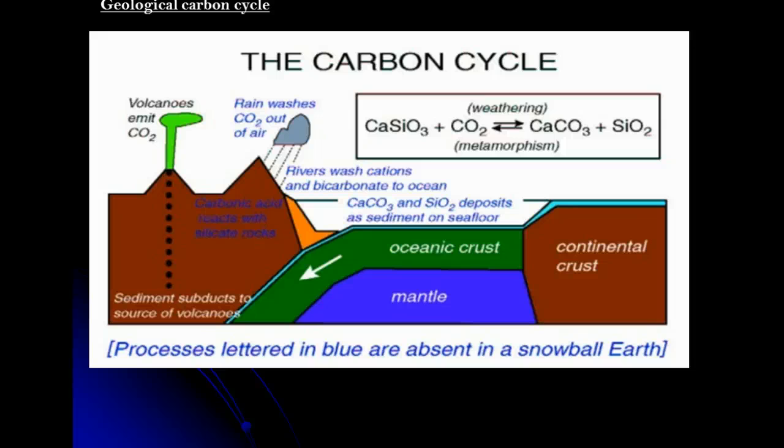Step 2. This mineral calcium carbonate or limestone is then dissolved by rainwater and carried to the oceans. So it's dissolved by rainwater and carried to the ocean. So you see it here. Rain washes the carbon dioxide out of the air. So it's rain washes the carbon dioxide out of the air, and then it's carried down here. You see the oceans carried down here into the ocean. So get that down as step 2.